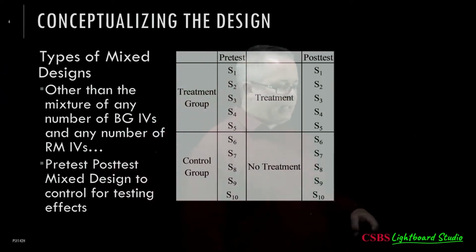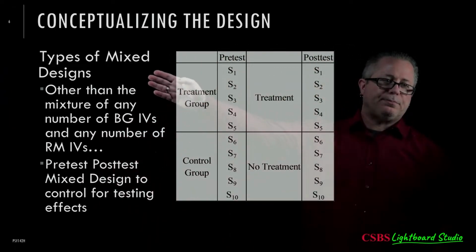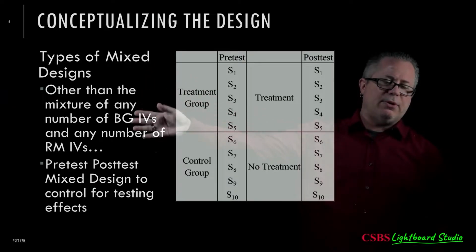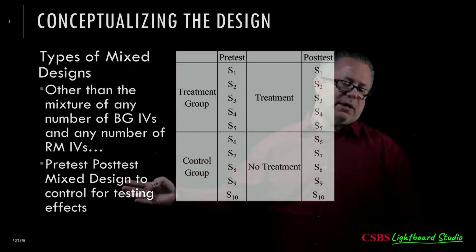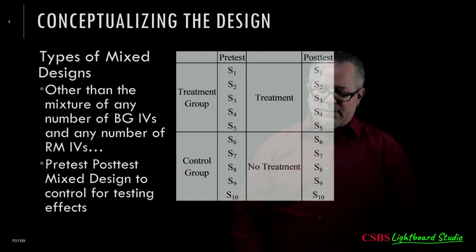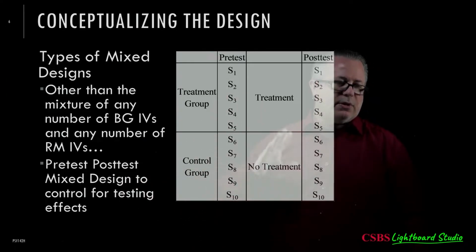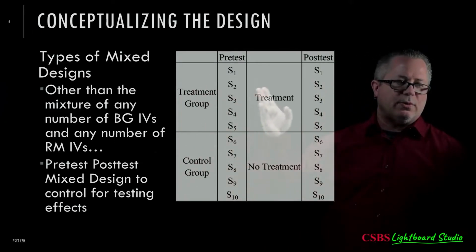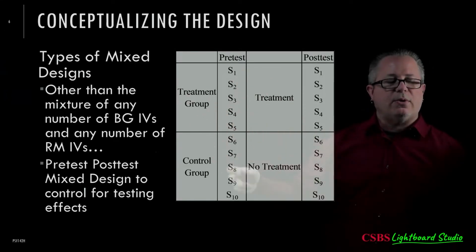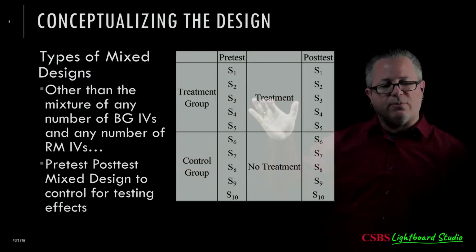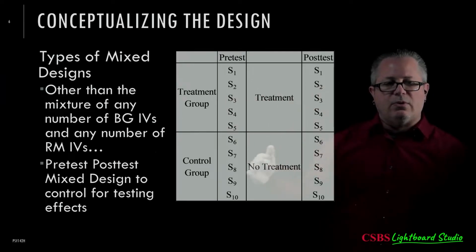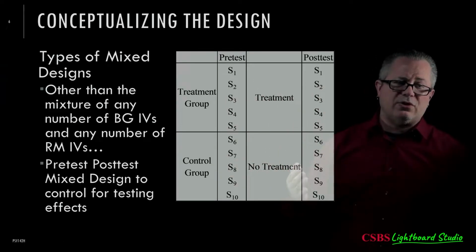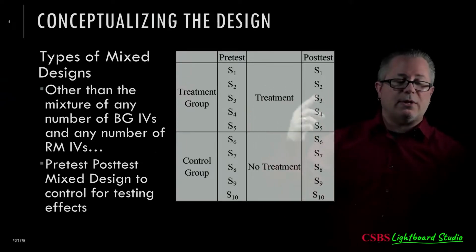So this is what I mentioned a second ago, where we're looking at the types of mixed design. Other than any mixture of between groups IVs and any number of repeated measures IVs, there is what's called a pre-test, post-test mixed design to control for testing effects. Generically, you've got a treatment and a control, right, where this group gets a treatment in between pre-test and post-test. This group gets no treatment, and you're looking for an interaction specifically. You want to see that the group getting treatment behaves differently from pre to post. It goes up significantly, it goes down significantly, or this group essentially stays the same. Or if this group does change, this group should change more, or in the opposite direction, right?